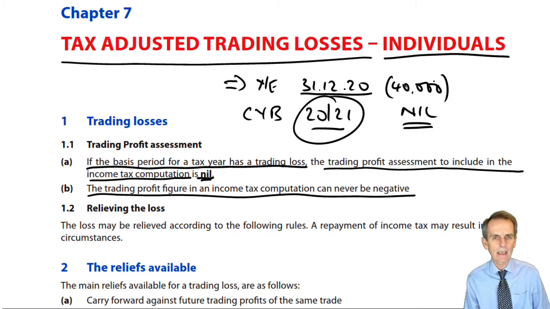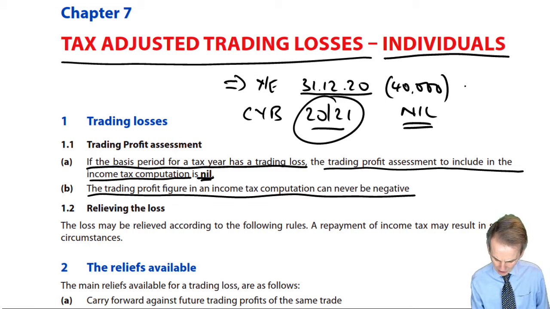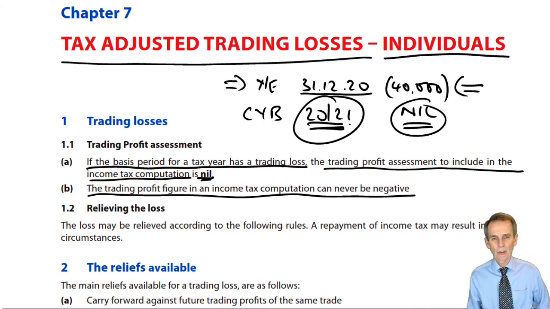And we may have other income, of course, in any of these tax years. So when you look at a loss that we now know to be £40,000 and is assessed in and gives the nil assessment in 2021, we'll refer to the current tax year, the tax year of loss, being now here for us 2021. And we've got to look at what we can do with that.